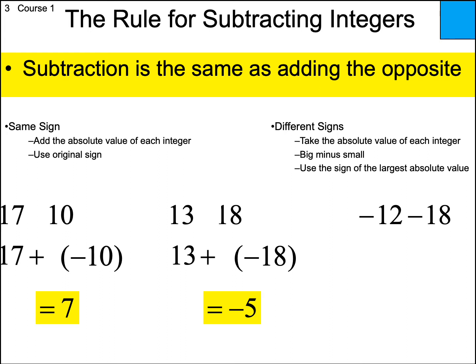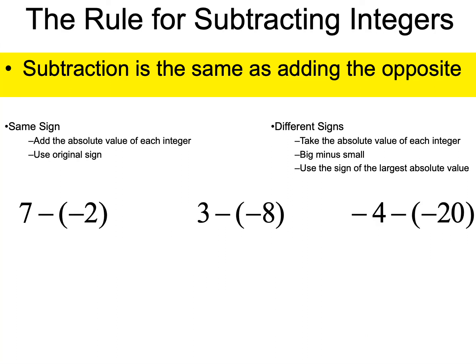Last one, negative 12 minus 18. I don't get rid of both minus signs, just that middle one. Turn it to addition. The opposite of 18 is negative 18. I've got the same signs, negative 12 and a negative 18. That means we add the two numbers. 12 plus 18 is 30. I was adding negatives, so negative 30.